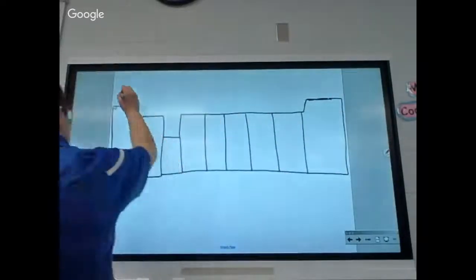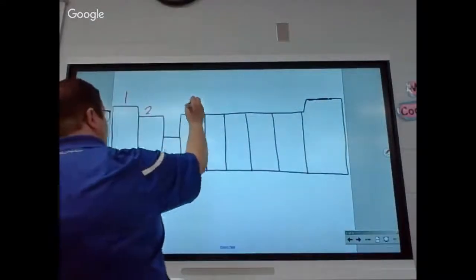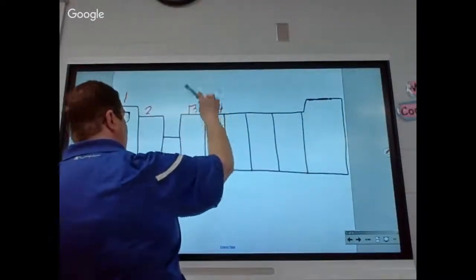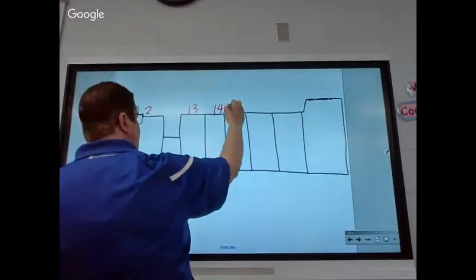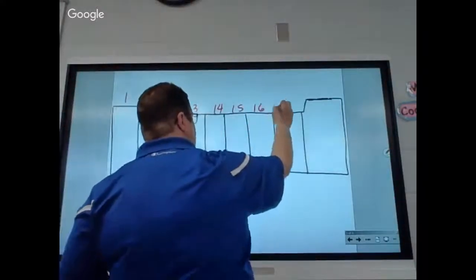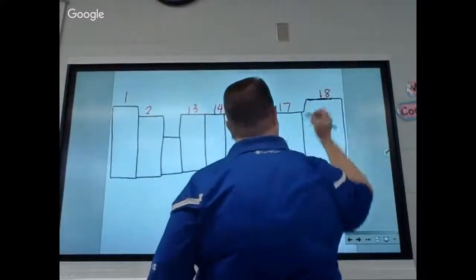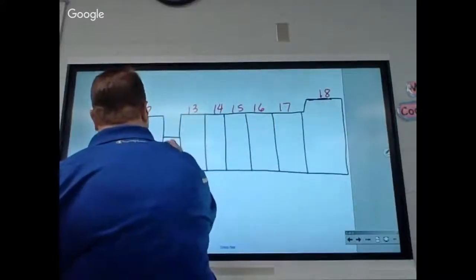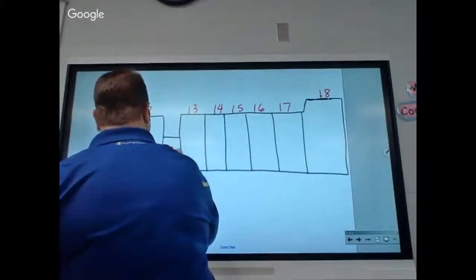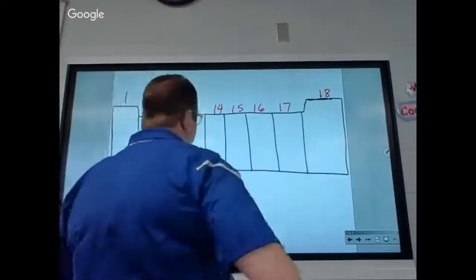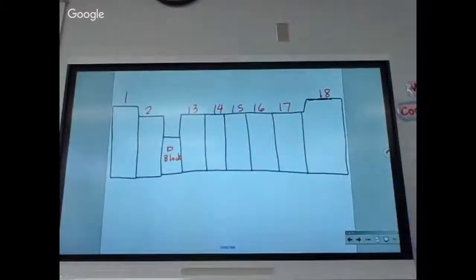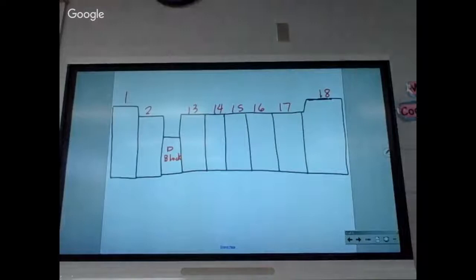So, this is group 1, 2, 13, 14, 15, 16, 17, and 18. That's the D block. Should we write this? Yeah. I shrunk them super small, because we're not really talking about the D block at the moment.